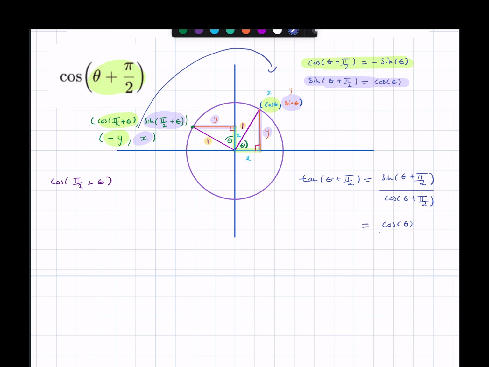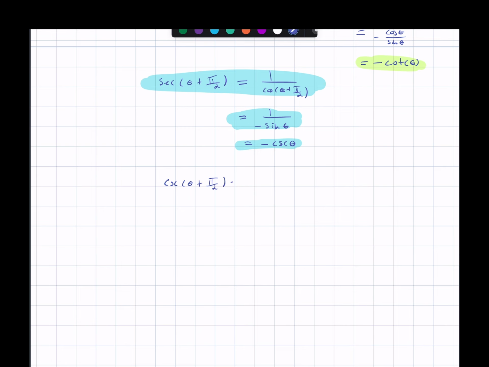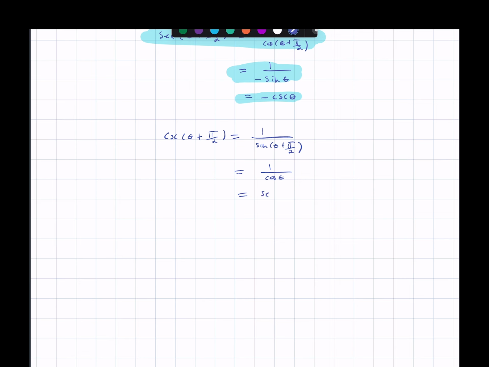What about secant of theta plus pi over 2? Secant of theta plus pi over 2 is 1 over cos of theta plus pi over 2, which is 1 over negative sine of theta. So this is negative cosecant of theta. We get that one. What about cosecant of theta plus pi over 2? This is 1 over sine of theta plus pi over 2, which is 1 over cosine of theta, as we already showed, which is secant of theta.